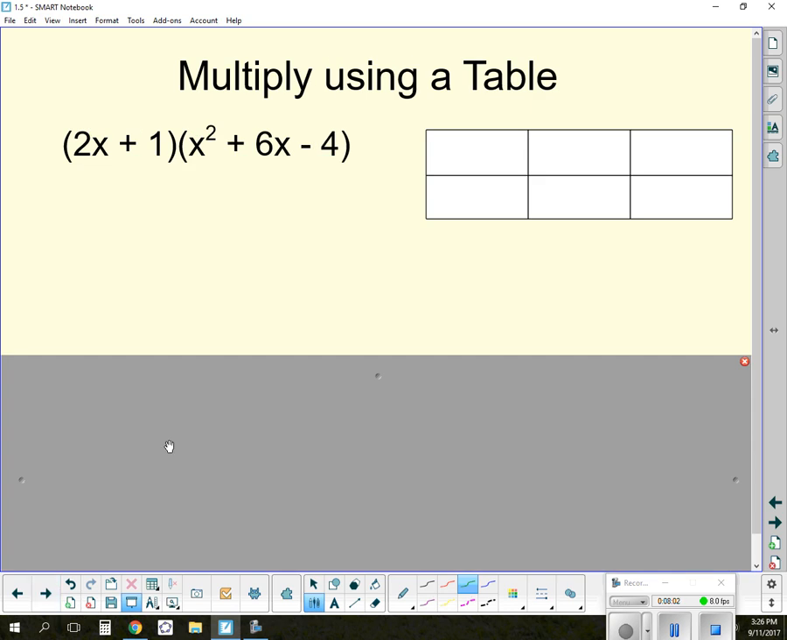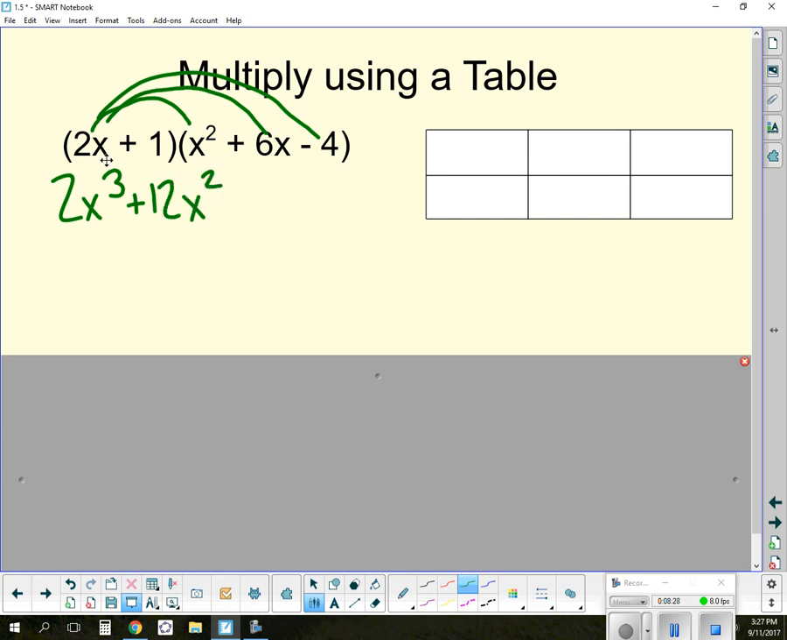Another method to use for multiplication is multiplying using a table. Sometimes people call this the box method. First, let's just talk about how we would do it with distributive property. I tend to like distributive property. I always do it this way, but I will show you both. So if you're distributing 2x, you get 2x to the third plus 12x squared, 2x times 6x, and then 2x times negative 4 is negative 8x.